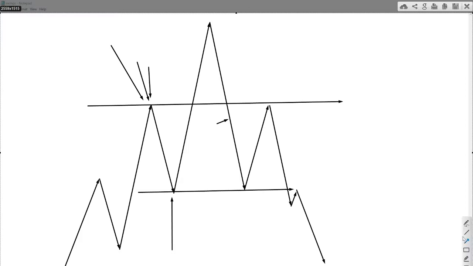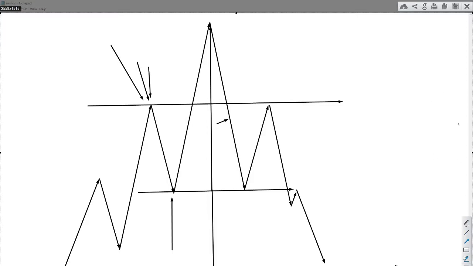The TP will be equal to the distance between the head and the neckline. You can draw a line and take it down. Wherever it goes, the next major support, you can take a TP till there. This is your TP point.